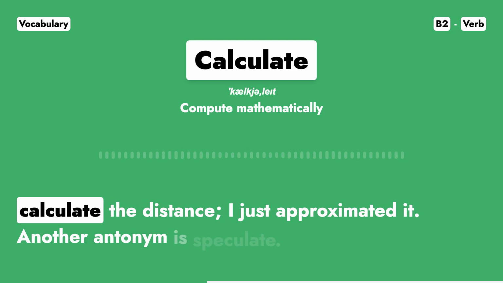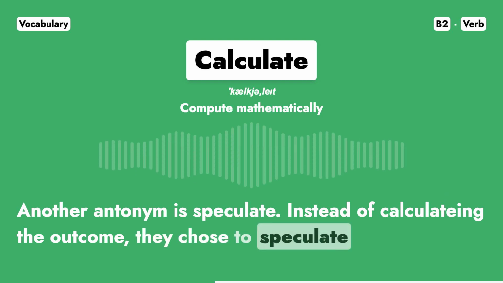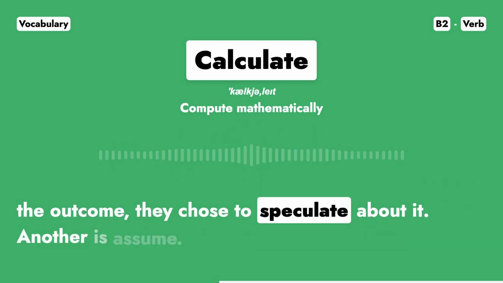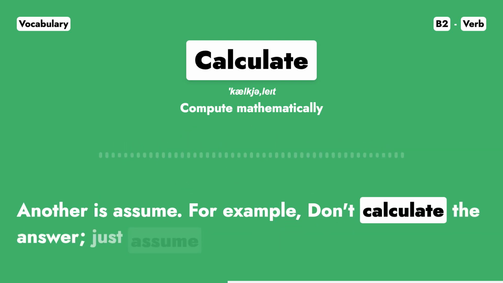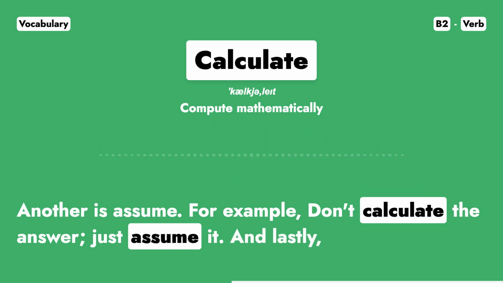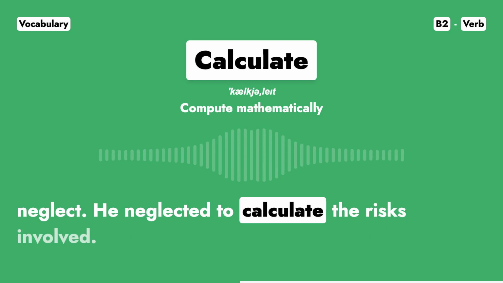Another antonym is speculate. Instead of calculating the outcome, they chose to speculate about it. Another is assume. For example, don't calculate the answer, just assume it. And lastly, we have the word neglect. He neglected to calculate the risks involved.